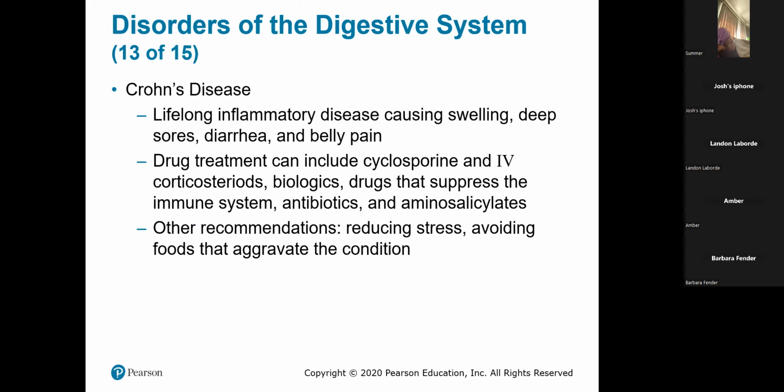Drug treatment can include cyclosporine and IV corticosteroids, biologics, and drugs that suppress the immune system, antibiotics, and aminosalicylates. Other recommendations include reducing stress and avoiding foods that aggravate the condition, which is usually oily substances and anything like popcorn, because those kernels, as they digest, can get in there and agitate and add to problems.